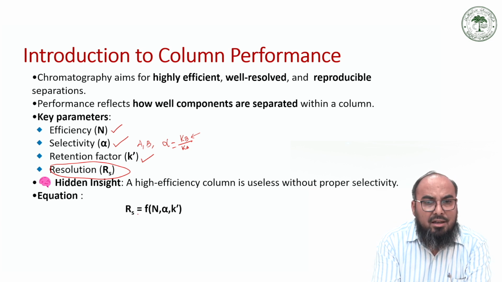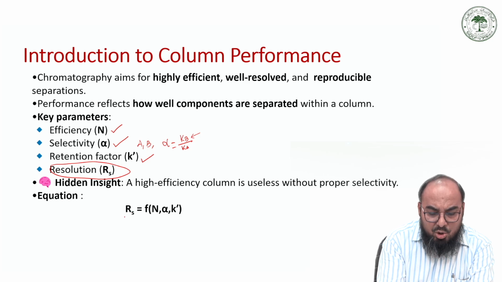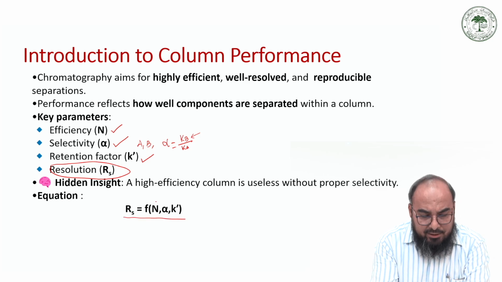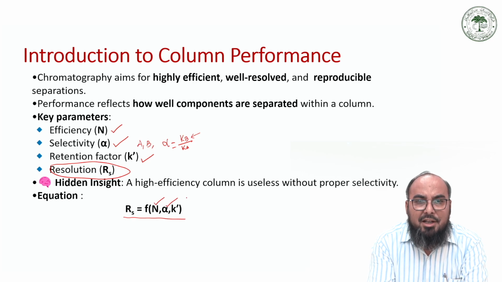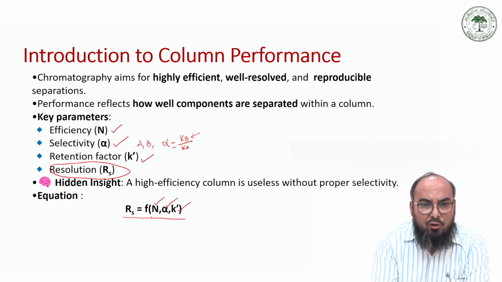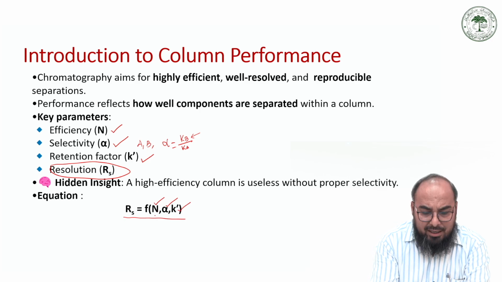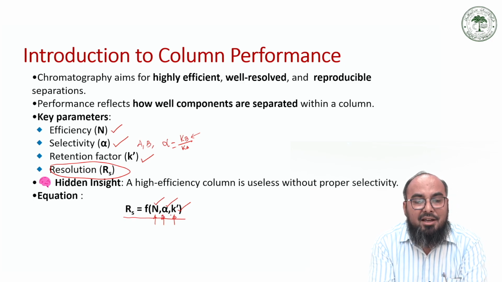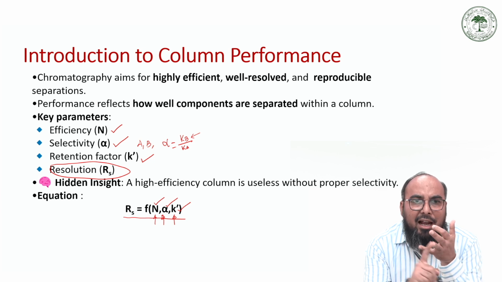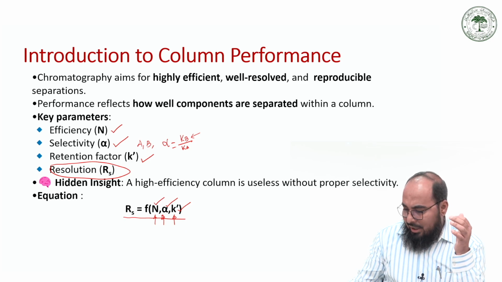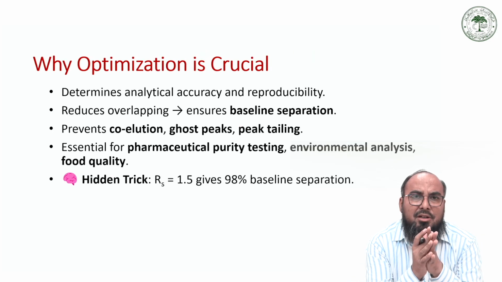What we can see at this point is that the resolution is a function of the efficiency, that is N, the selectivity, that is alpha, and the retention factor, that is k dash. We are going to study these three parameters one by one in detail, and see how we can interplay with these factors N, alpha and k dash to obtain the best column performance.